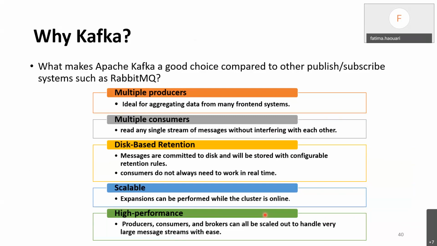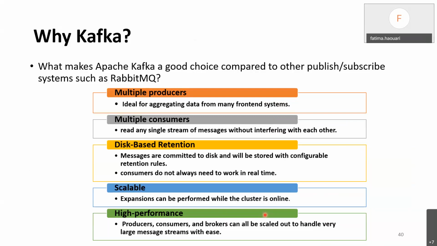Just to mention one point about multiple consumers: compared to other publish-subscribe or queuing systems, if a client reads a message, it will not be available to another client. Here it's different. Given that it is from another consumer group, a message can be read and processed by different consumers. A single message can be processed by different consumers to perform different tasks.